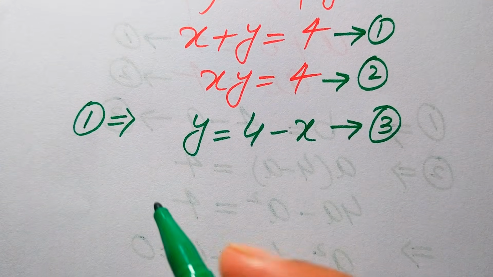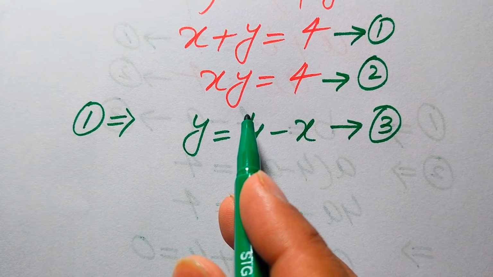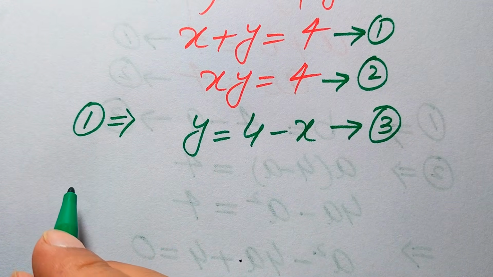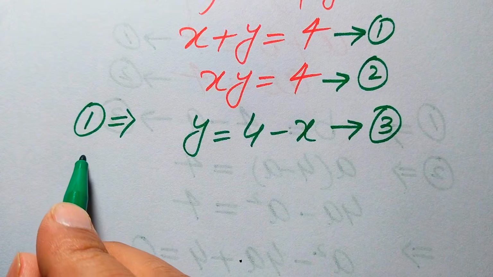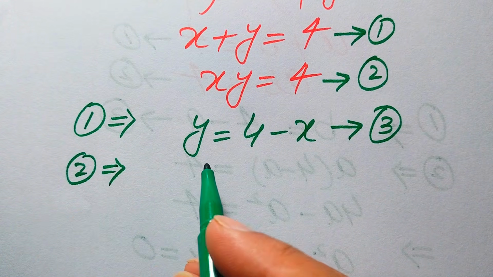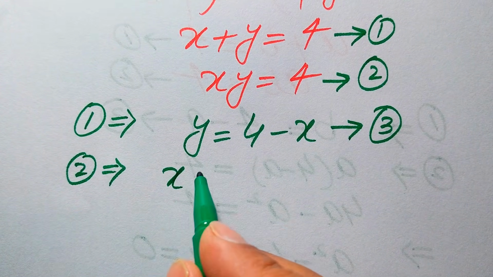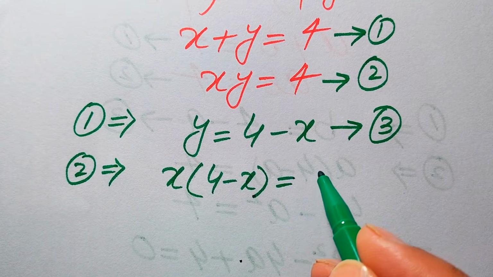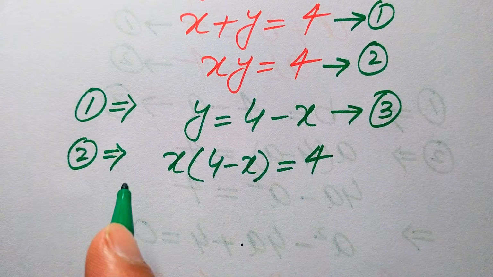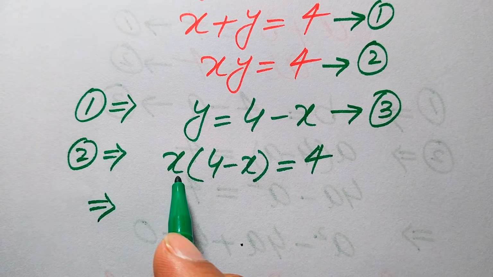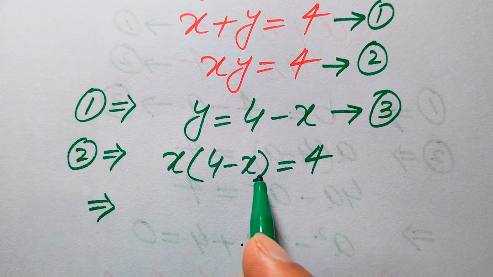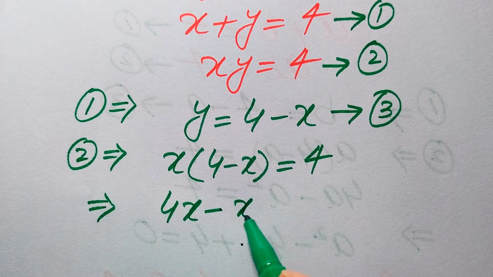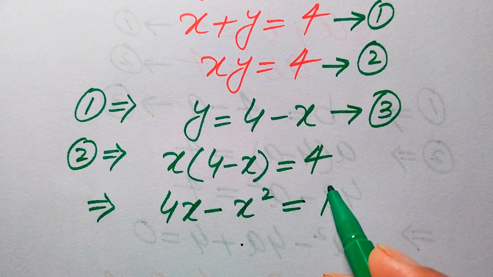So here we substitute equation number 3 into equation number 2, and we convert this equation into the one variable quadratic form. Equation number 2 implies that we substitute this value of y here, and it becomes x times y, where the value of y is 4 minus x, is equal to 4. Now in the next step, we multiply this x separately on both of these two values, and it will be written as 4x minus x times x, which becomes x square, is equal to 4.